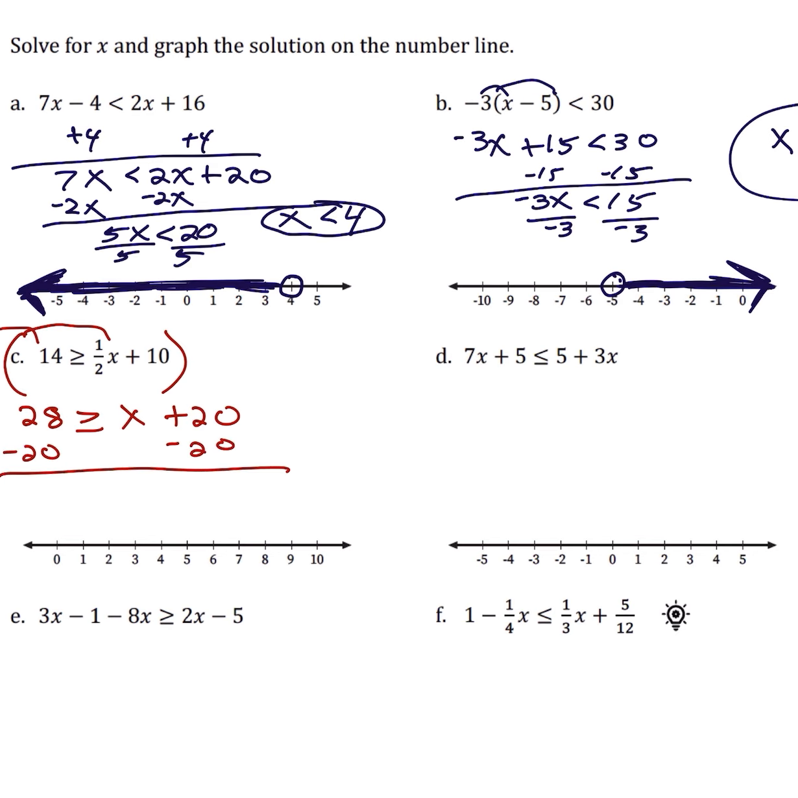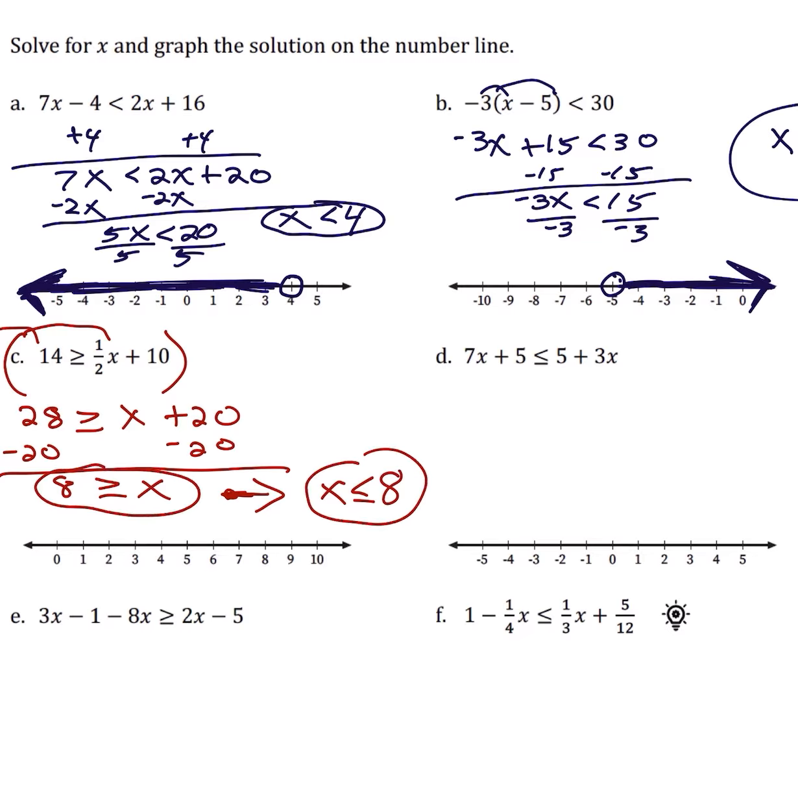Okay, and I get 8 is greater than or equal to x, which I personally like to write in a different way. So I'm going to put a little arrow here to say that's exactly the same as x is less than or equal to 8. So you could write it either way.